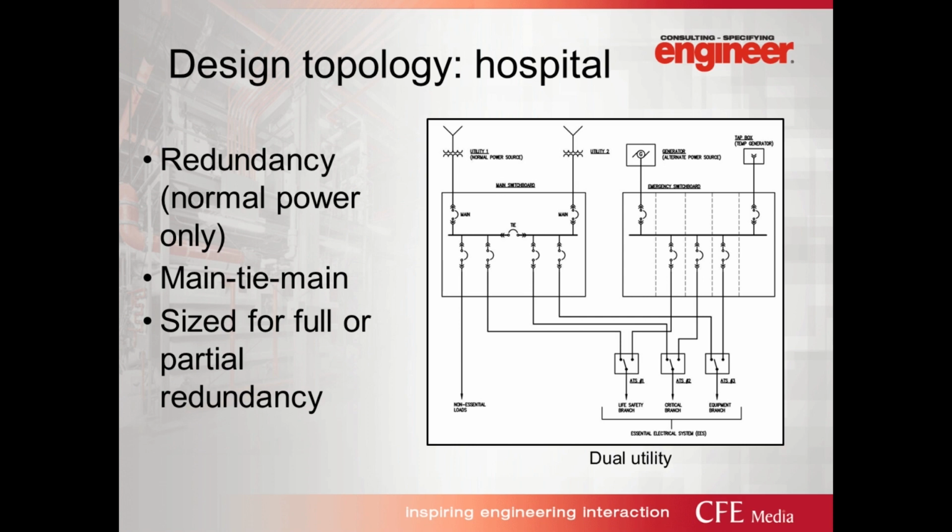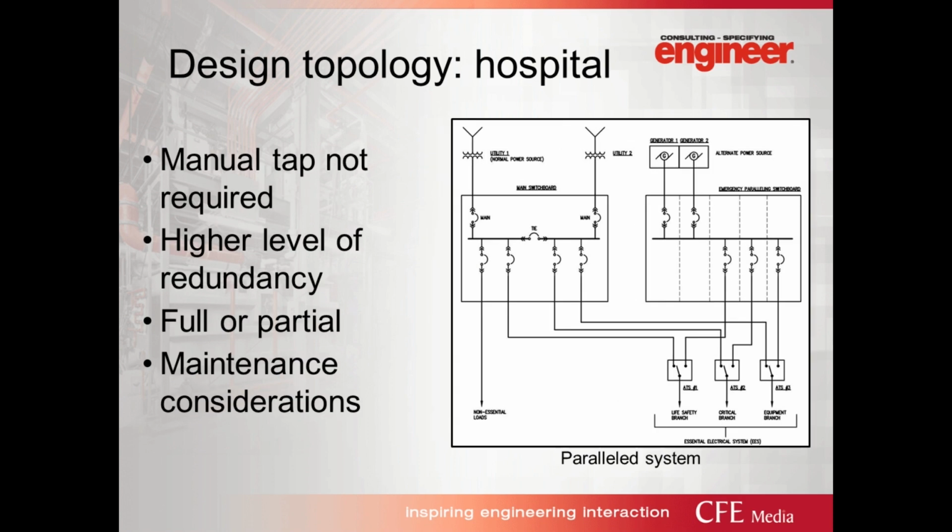Continuing to build on the dual utility option, adding a second generator provides a higher level of redundancy. Similarly to the utility, the second engine can be designed with either full or partial redundancy, and the engines are paralleled together. So if the second generator is designed for partial redundancy, it may be necessary to shed some load if one of the engines goes down, but this type of topology does not require that manual connection that we talked about previously.